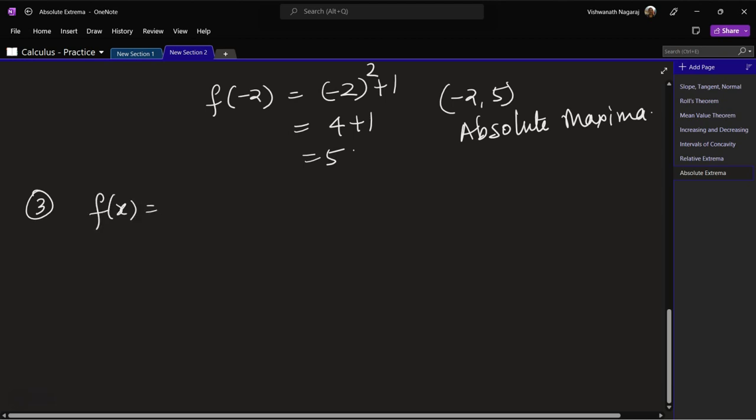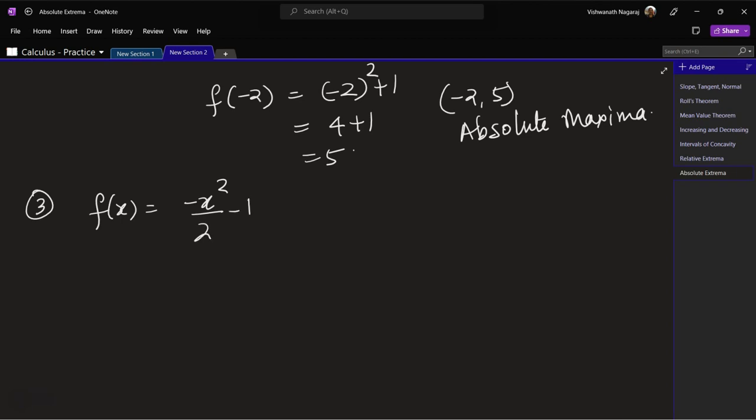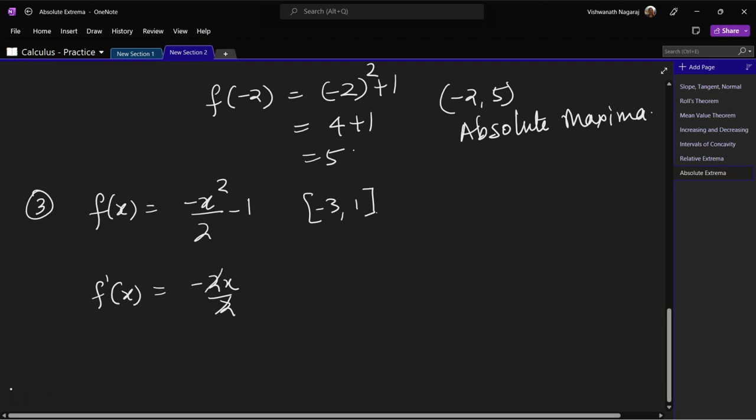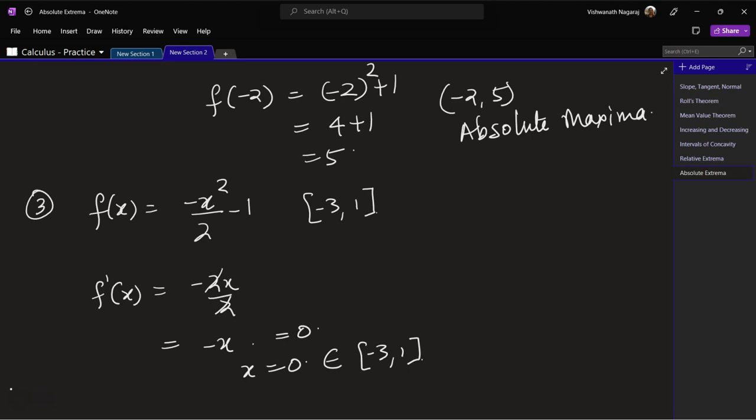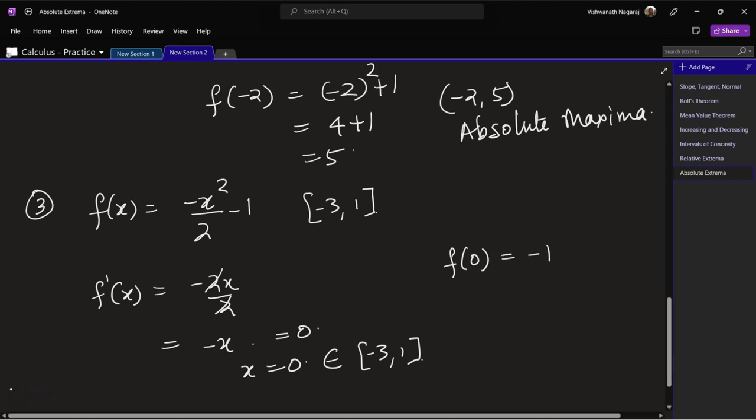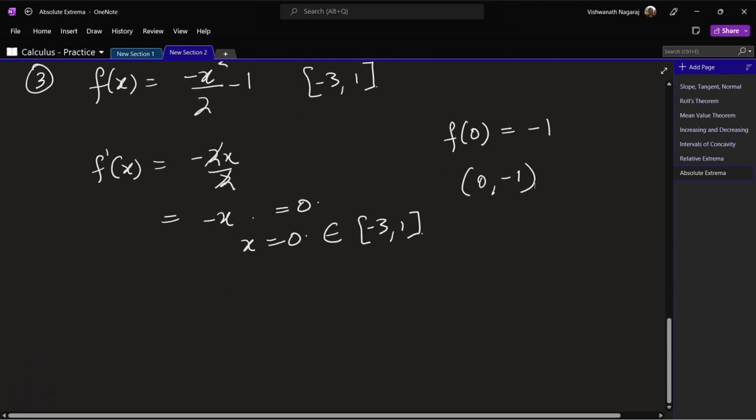Let's look at the third one. F of x is equal to minus x square by 2 minus 1 in the interval minus 3, 1. Okay, f prime of x is equal to minus 2x by 2. 2 cancels and we are left with minus x. Equating it to 0, we get x equal to 0. And 0 belongs to this interval, right? And most importantly, comparing it to the previous two problems, it is not one of the endpoints. So f of 0 is equal to minus 1. So the point 0 comma minus 1 is going to be the point at which the slope is 0.